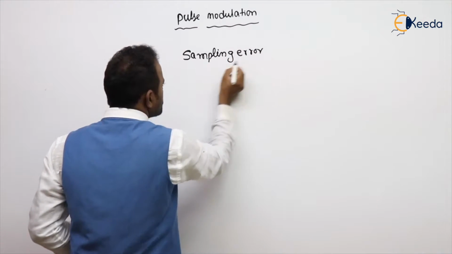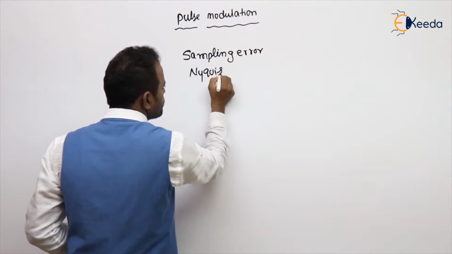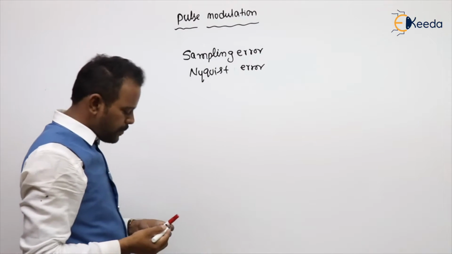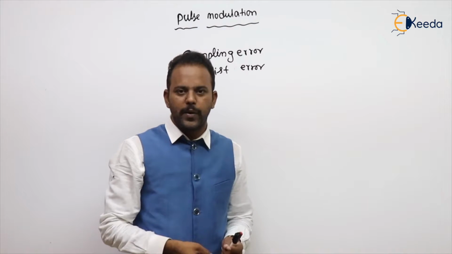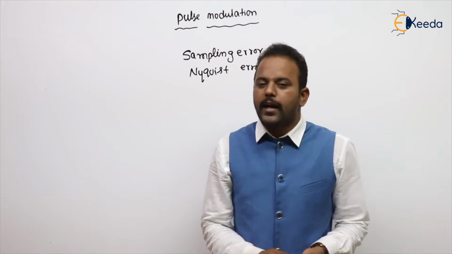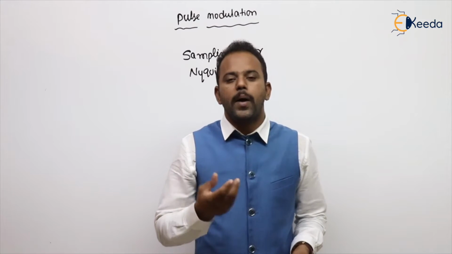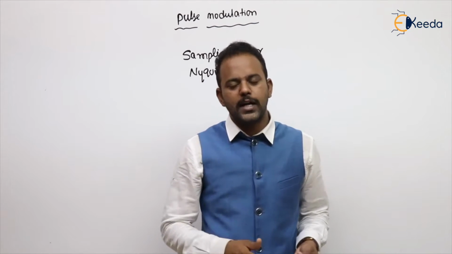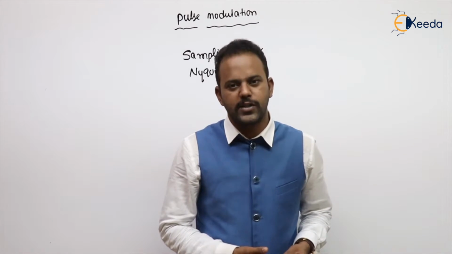Sampling error is also called, students, Nyquist error. Are you getting my point or not? Follow. How can this sampling error or Nyquist error be reduced? By taking more samples, we can reduce the sampling error.